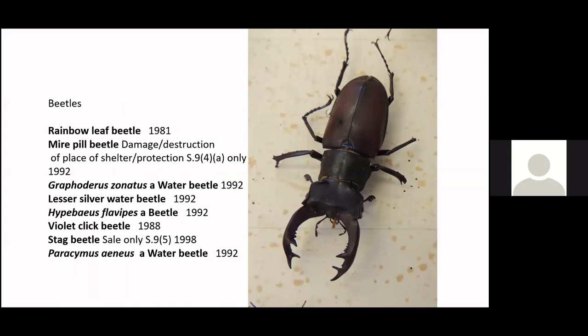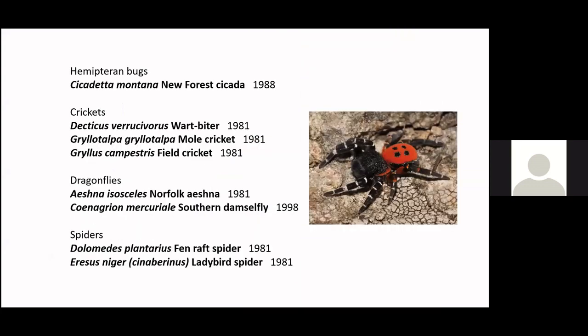It's like stag beetle, they're forbidden to be sold. Hemitrum bugs, the New Forest cicada, which I think you'd do very, very well to find anyway. I don't think the New Forest cicada has been found in many, many years, but it would be illegal to collect one were you to find it. A number of crickets are also protected.